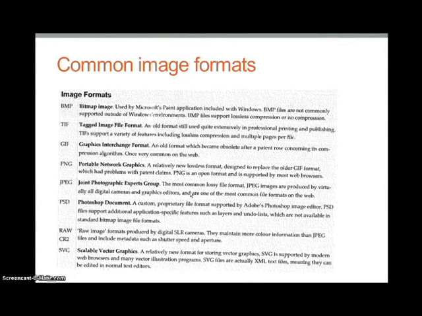TIF, or Tagged Image File Format, is an old format used quite extensively in professional printing and publishing, not something you would actually use on your home computer. TIFs support a variety of features, including lossless compression and multiple pages per file.